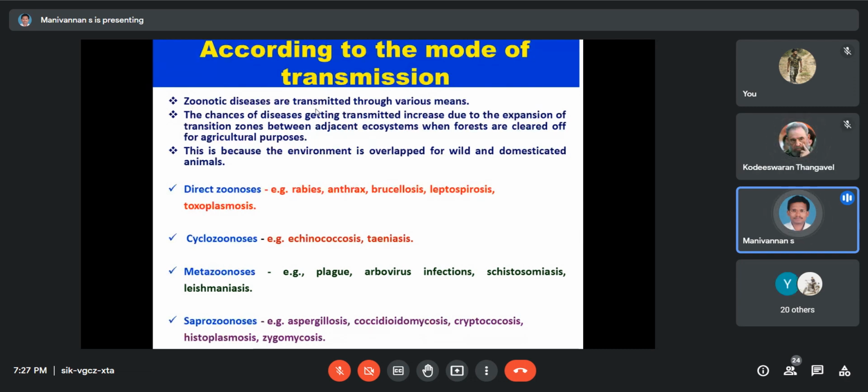Clear. Simply remember the six words. Based on the etiology, what is an etiological agent? A disease-causing agent. What are the disease-causing agents? Bacteria, fungus, protozoan, helminths, worms, ectoparasites, and prions. Based on the etiological agent, the zoonoses are classified. Next, according to the mode of transfer.